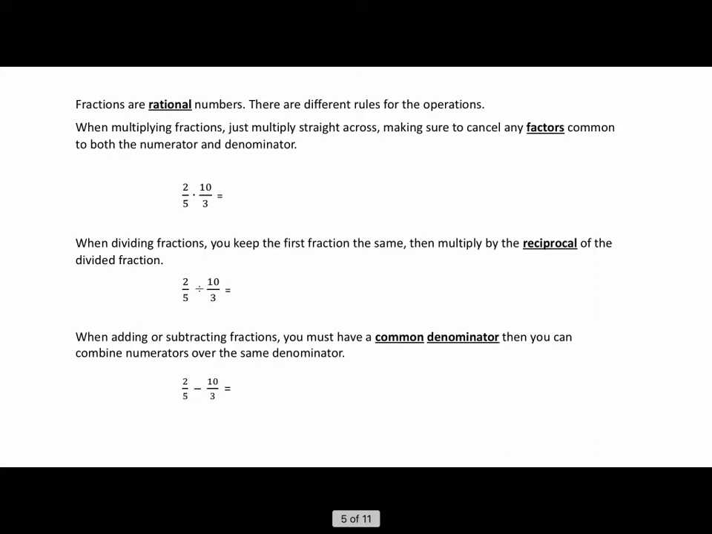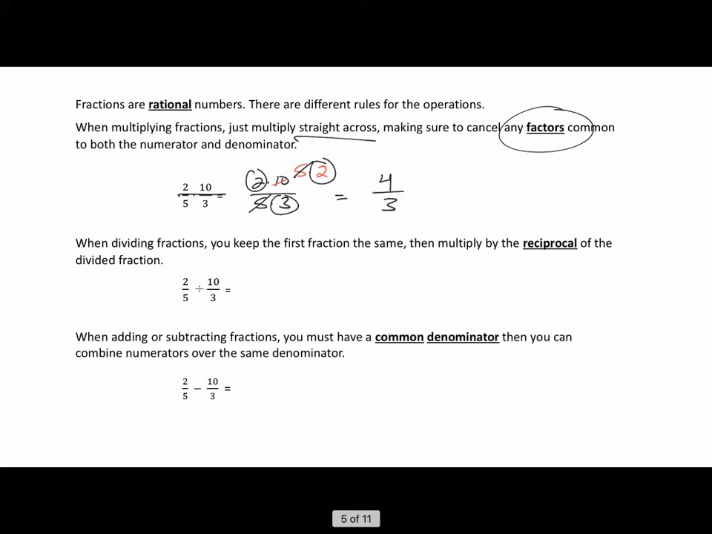So fractions are rational numbers, and there are different rules for the operations of fractions. When multiplying, that's the easiest. You just multiply straight across. You make sure to cancel any factors that are in common between both the numerator and the denominator. So let's just go straight across here. Multiply 2 times 10 in the numerator, 5 times 3 in the denominator. And then if there are any factors that we can divide or cancel, we're going to do that. So 10 is 5 times 2, right? So I could divide a factor of 5 between the numerator and the denominator. And so that leaves in the numerator 2 times 2 and the denominator just a 3.